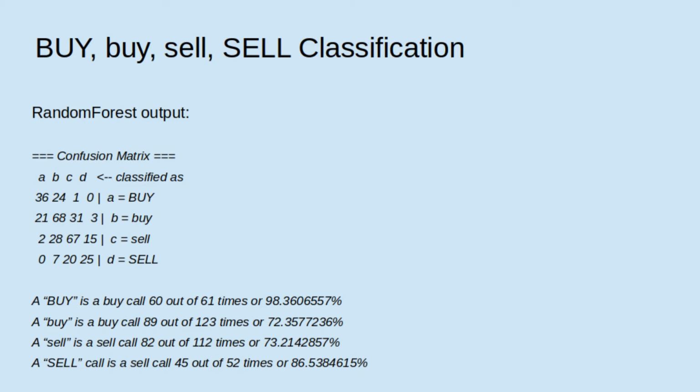Likewise, the capital sell is a combination of the capital sell D on line 4, and line 4C, which is a small sell. You've combined those two, you get 45, and the total sum of all calls is 52. So the correct calls for that one is 87%.